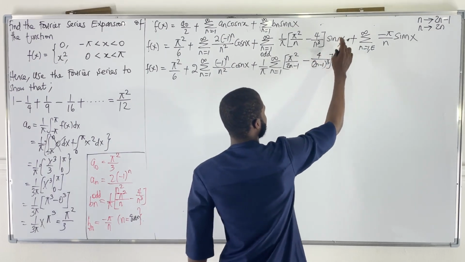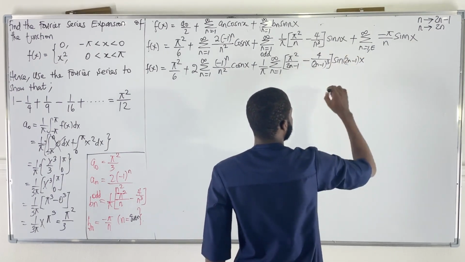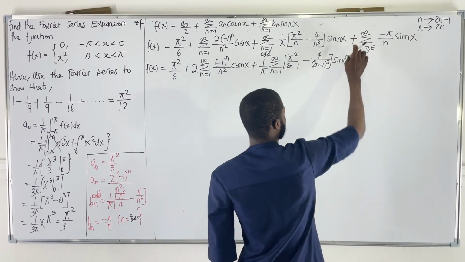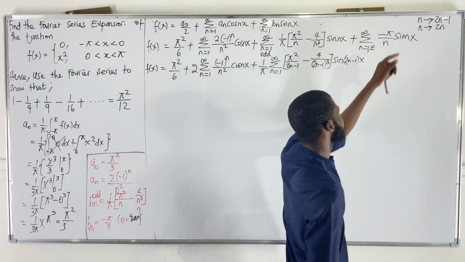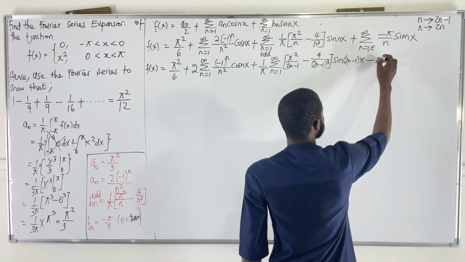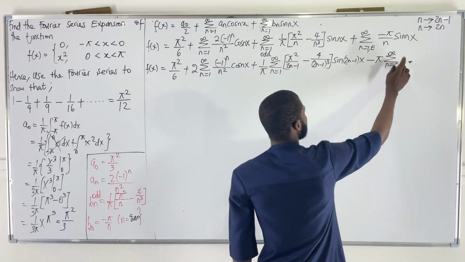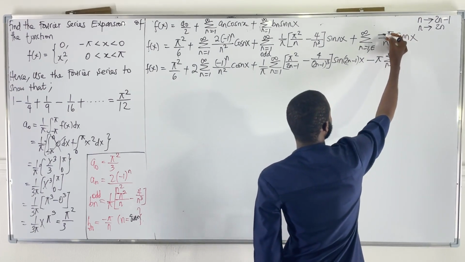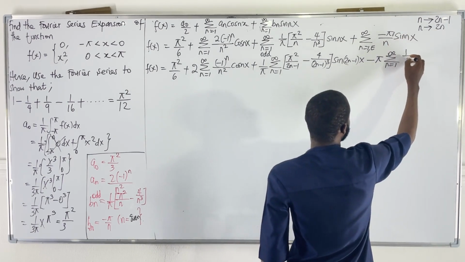And then sine, the n here will be 2n minus 1, and then you put your x. Now for this next one, the constant here is minus pi. Minus pi is the constant. So this will be minus pi with the sum from n equal to 1 to infinity. Now, if you bring out the minus pi, it means 1 over n will be what's remaining. This is 1 over n.